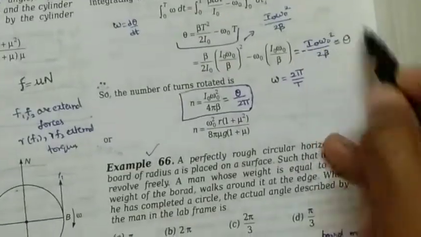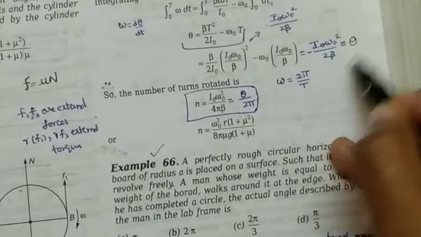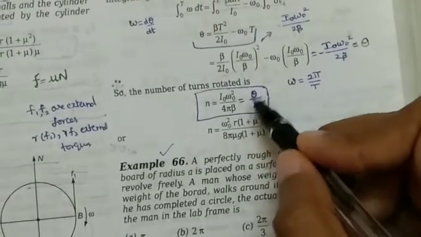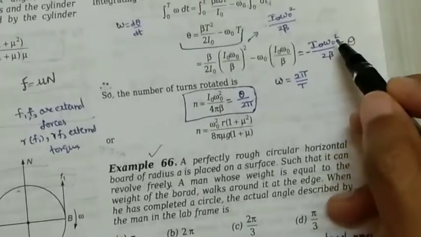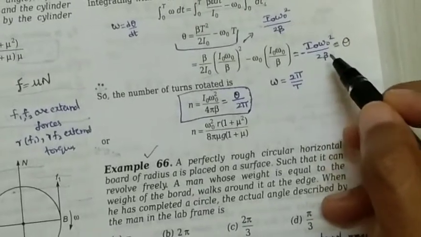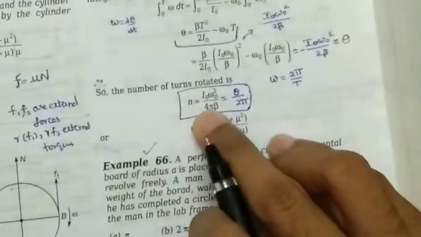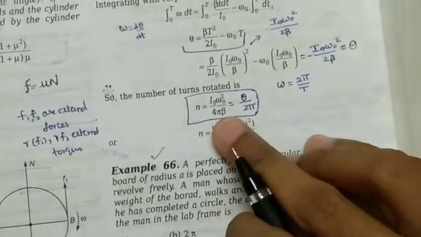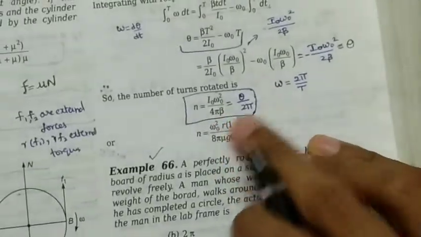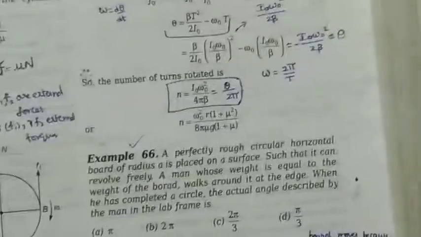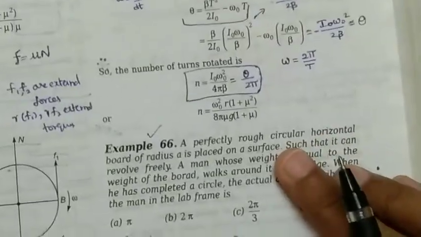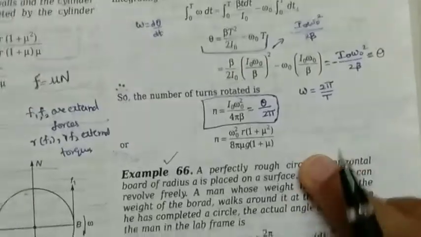So dividing with 2 pi on both sides of this equation, what we will get is theta by 2 pi, that is nothing but n. So here also 2 pi: I naught omega naught square by 2 into 2, 4 pi beta. So this is the thing we would get, and we already know that beta is this.